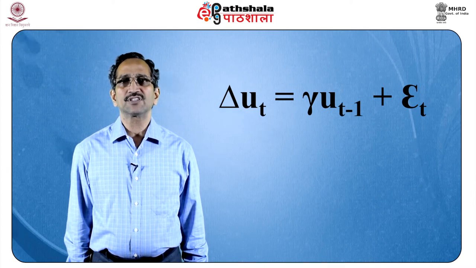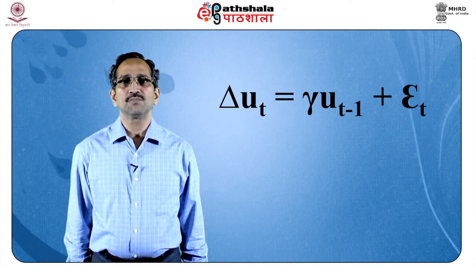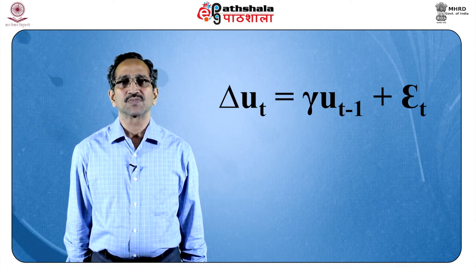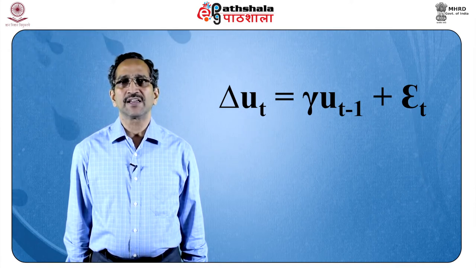Further, taking the first difference of the error terms, we get delta mu t equal to gamma mu t minus 1 plus epsilon t. Here gamma follows Engle-Granger critical values. So after calculating the value of gamma, we need to compare it with the table values. If the calculated value is less than the table value, then the series is said to be non-stationary in nature. However, if the reverse takes place, that is, the calculated value is greater than the table value, then the series is said to be stationary in nature.